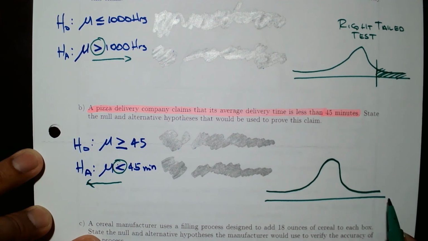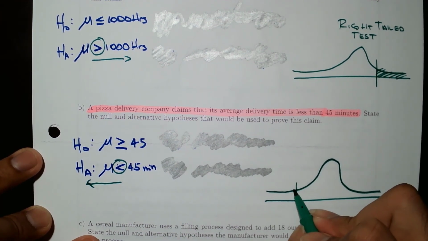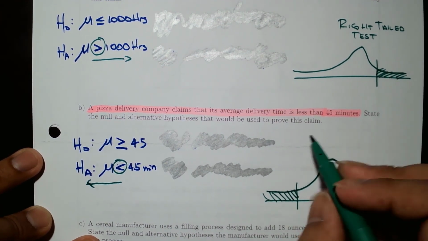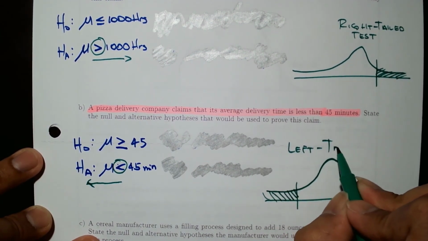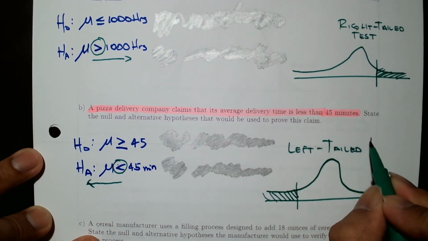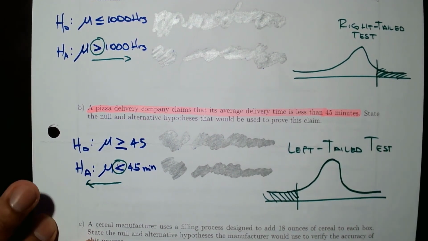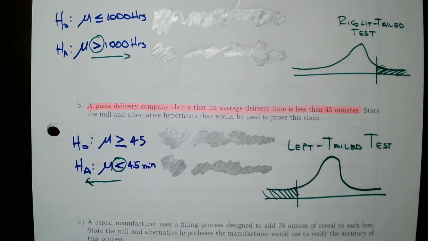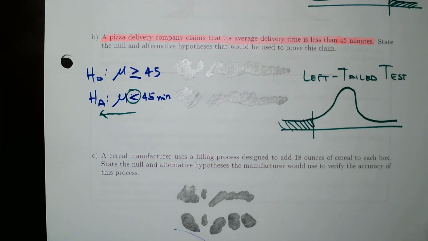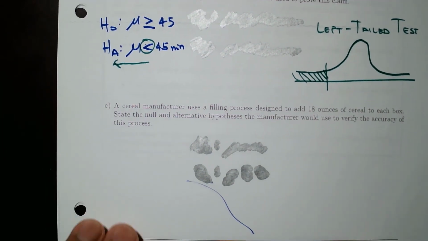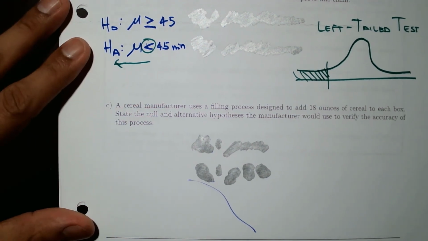So if we have a bell curve, in this case, this will be a left-tailed test. Okay, again, if this doesn't make too much sense for now, you will see it on the next page, which will describe what a left-tailed test is, what a right-tailed test is, and what a two-tailed test is. So now we have another example.